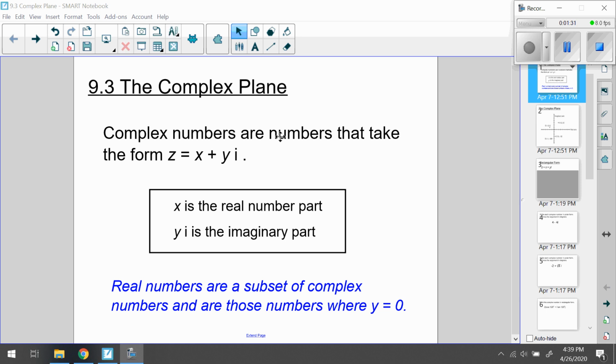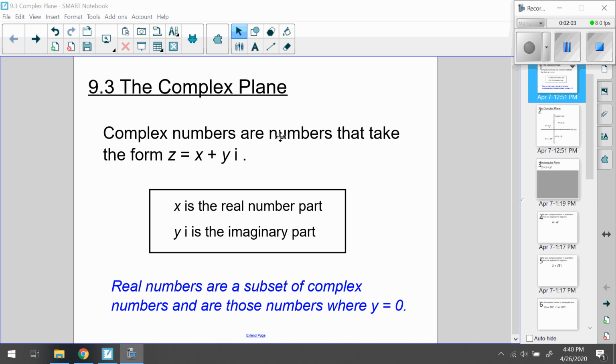Just to clarify how complex numbers could be real or imaginary, it all has to do with the value of y. If the value of y is 0, then you don't have the yi term and you just have x, and so you just have a real number. If y is some other number besides 0, then you will have an imaginary part. Thus, we would call the complex number an imaginary number.